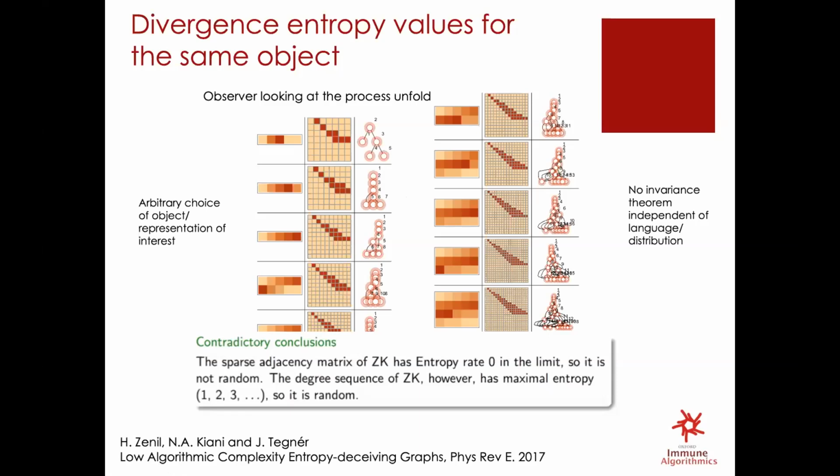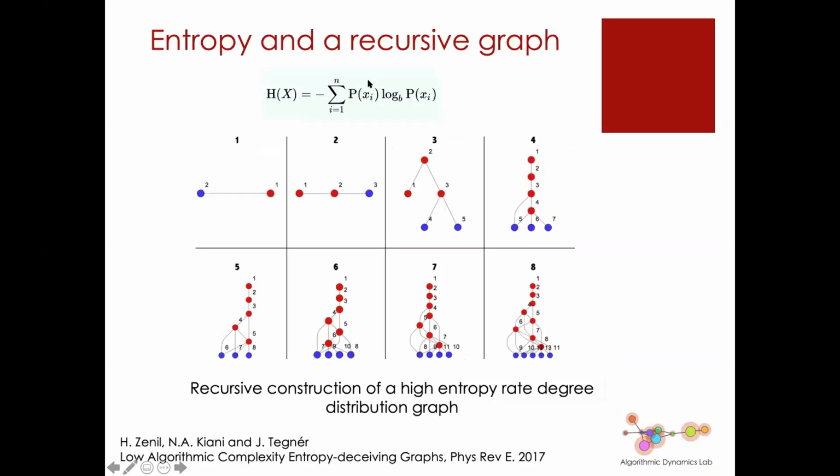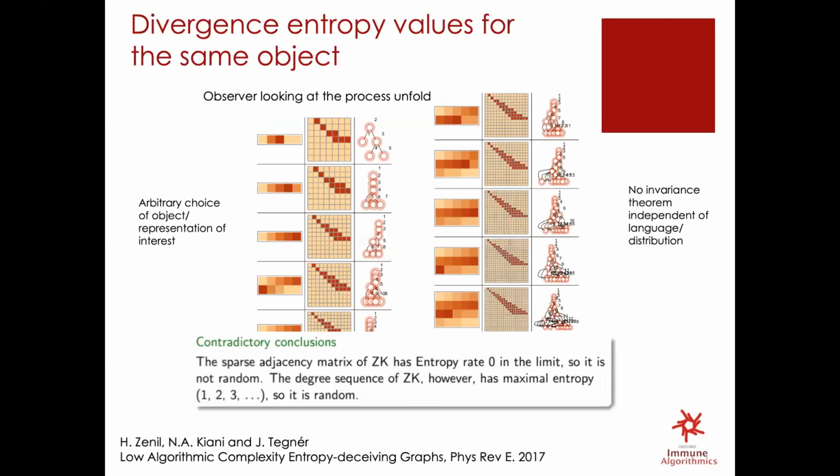So we already knew this, right? Because entropy is based on probability distributions, and you have to make an arbitrary choice on the object of interest. So depending on how you define the object that you are looking at is how you would represent the classical information content of that object. And that is basically because there's no invariance theorem independent of a language.